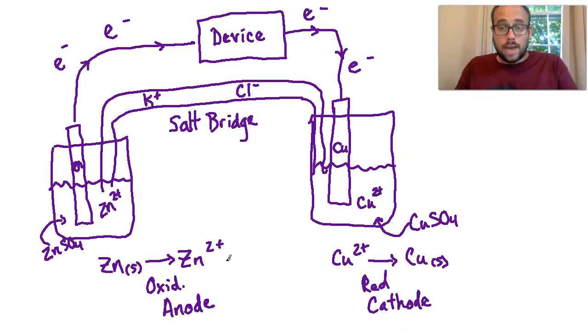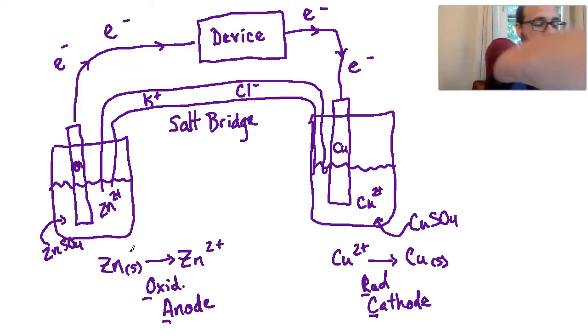So one of the ways that I remember this is that A comes before C in the alphabet and O comes before R in the alphabet. So A and O go together and C and R go together. Okay, the anode is where oxidation occurs. The cathode is where the reduction occurs. And it is going to be important that you can differentiate between the two when we start calculating the overall voltage that is produced by a galvanic cell.